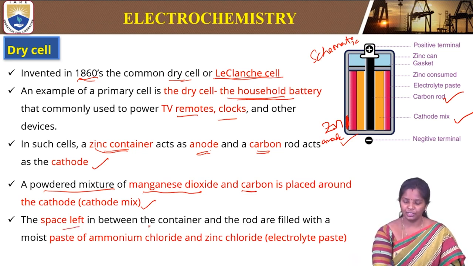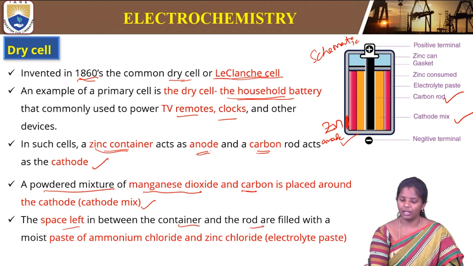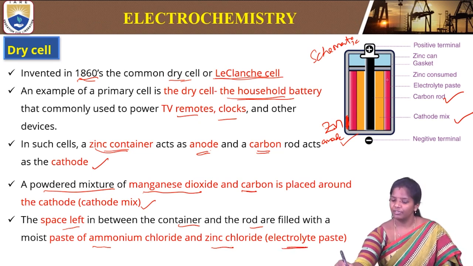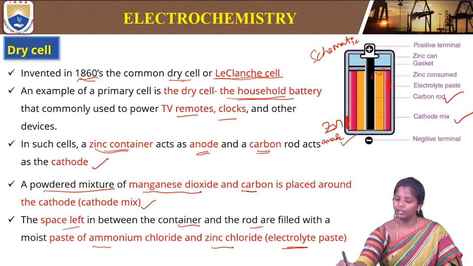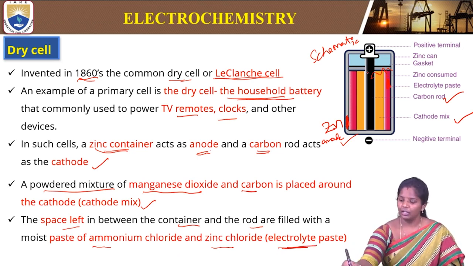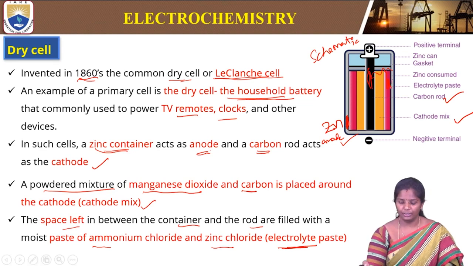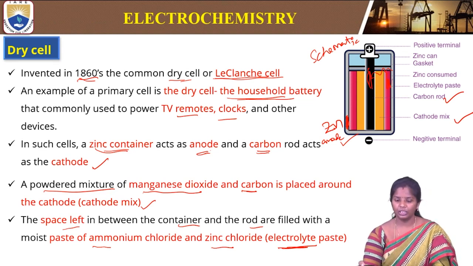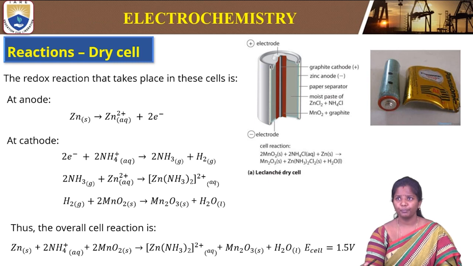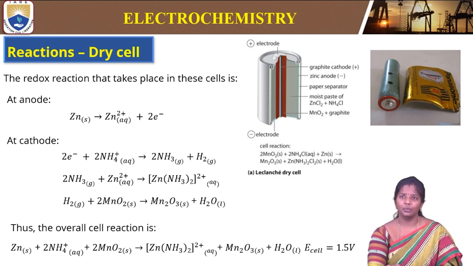The space left between the container and the rod is filled with a moist paste of ammonium chloride and zinc chloride. This is also called the electrolyte paste, which is the pink part filled between the carbon rod and the zinc container. Now we will see how the working takes place and the various reactions that happen.